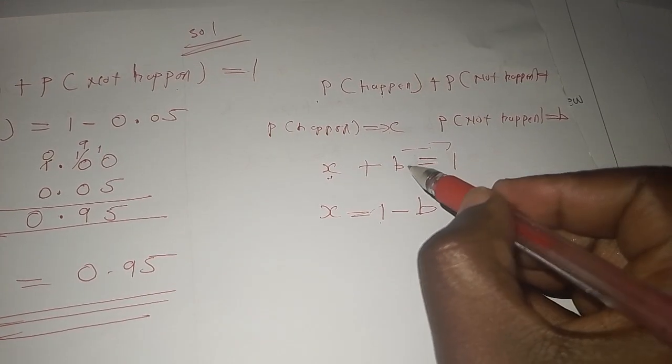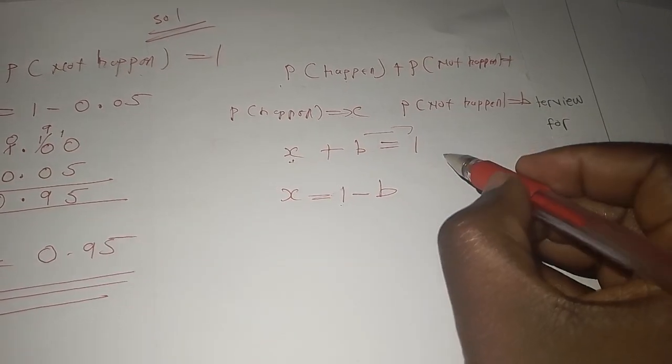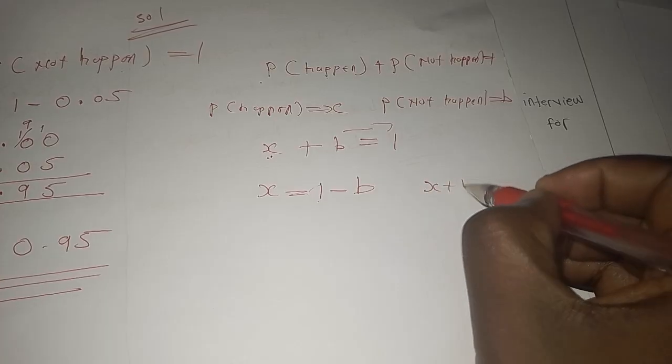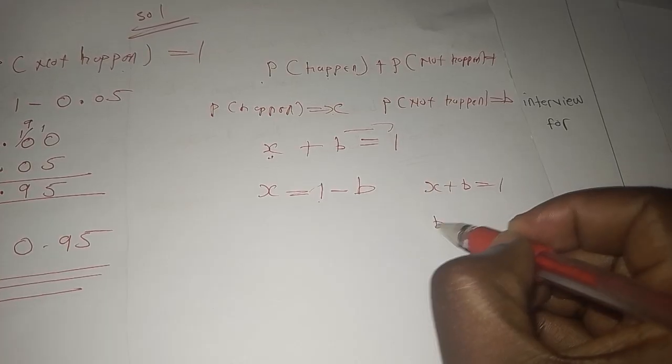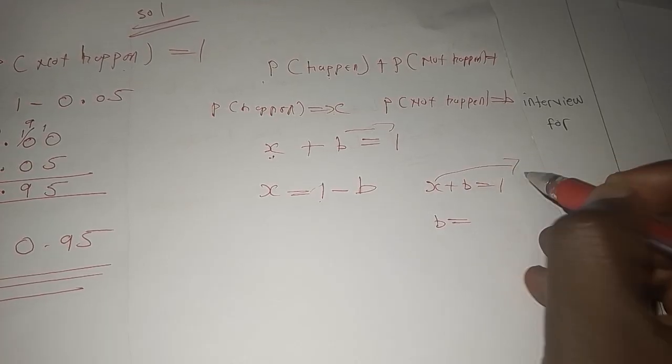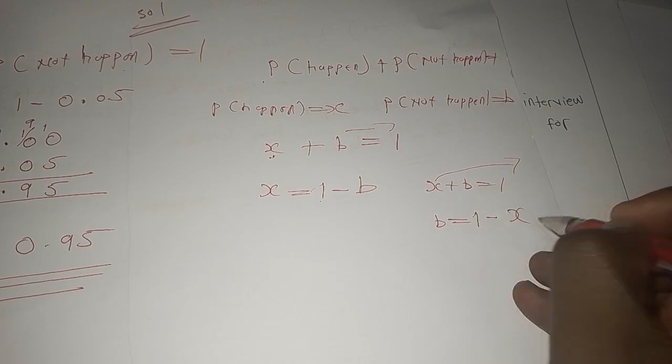Again, if I want to find b, since I have x plus b equals 1, b should be the subject, meaning x will go to the other side to be 1 minus x.